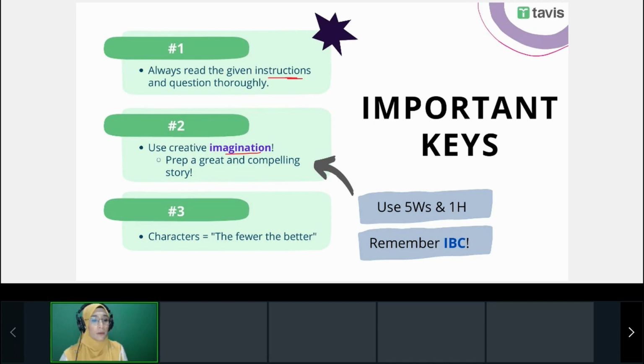All right, so again, in order for you to do that, please make sure to use the 5 W's and 1 H, and remember the IBC, the burger. Okay, this is the burger part. Remember this.